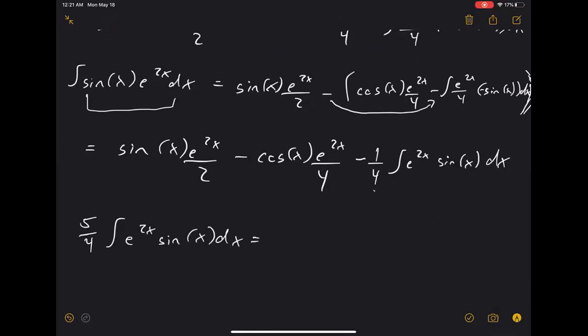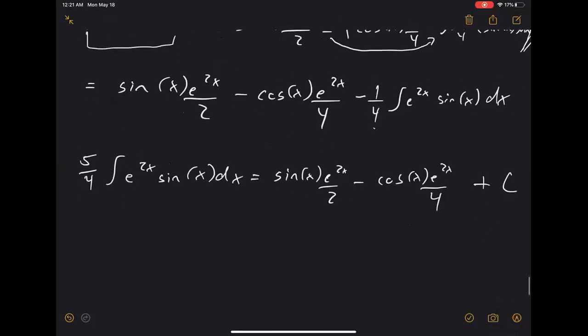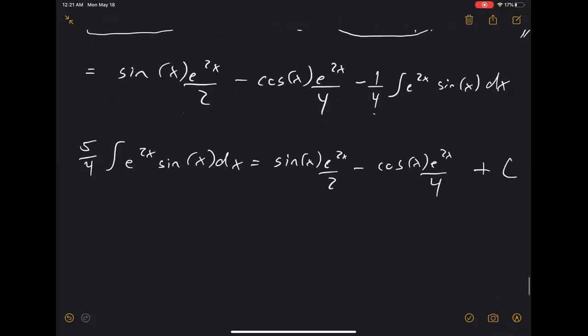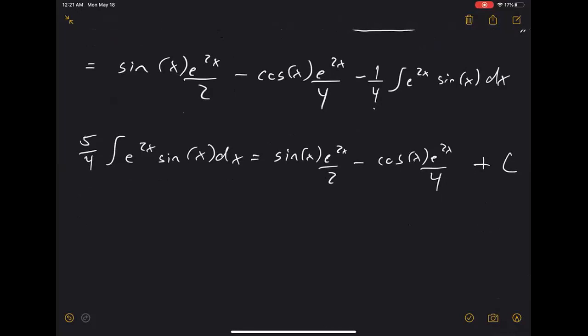And then what am I going to be left with on the right side? I'm going to have the sine of x e to the 2x over 2 minus cosine of x e to the 2x over 4. And then this is going to get canceled out completely on the right side. And then I'm going to have my constant of integration, since I don't have any more integral signs on the right side.